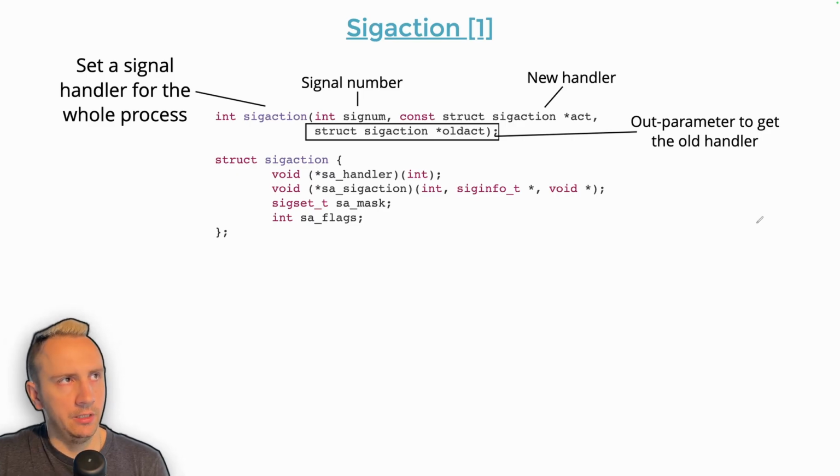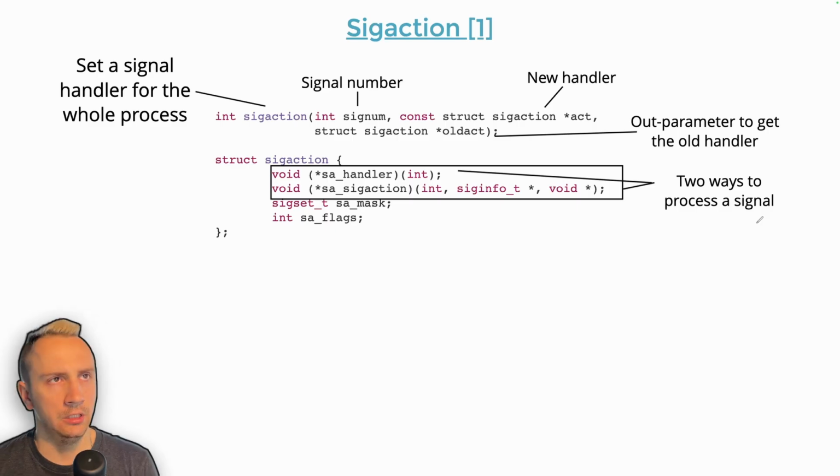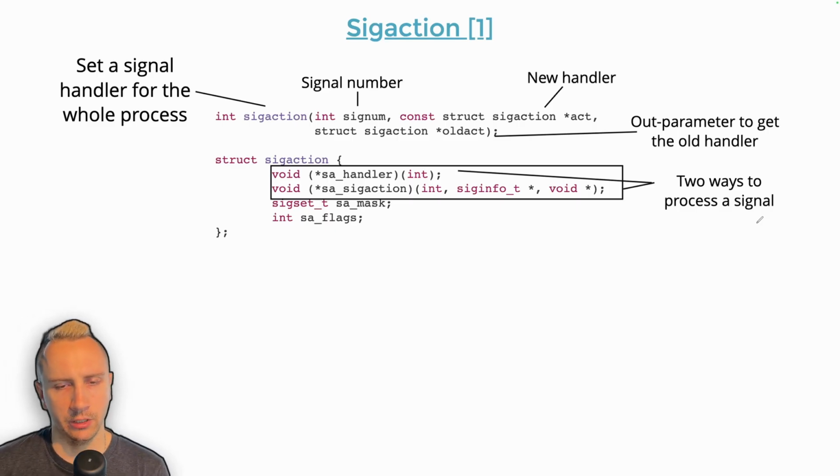Then what is sigaction? It's a structure which has multiple members. The first couple of members are handler functions: sa_handler or sa_sigaction. Even though there are 2 functions, you actually are supposed to set only one of them, whichever you prefer.